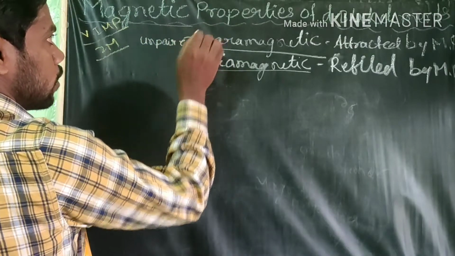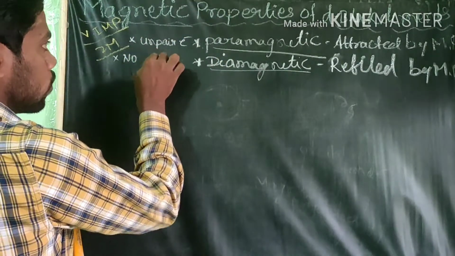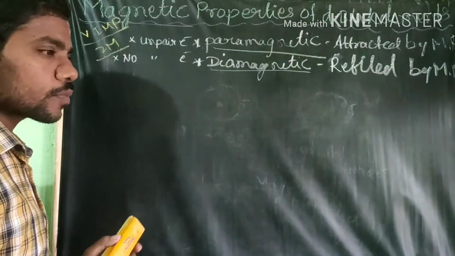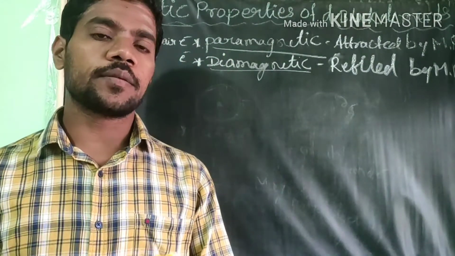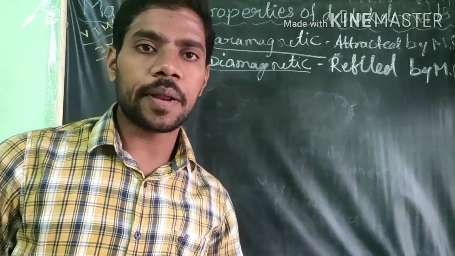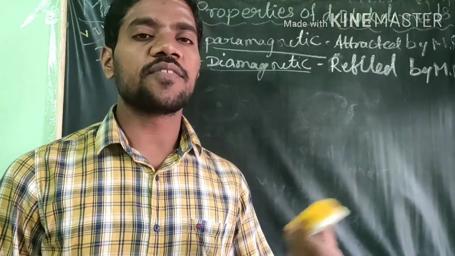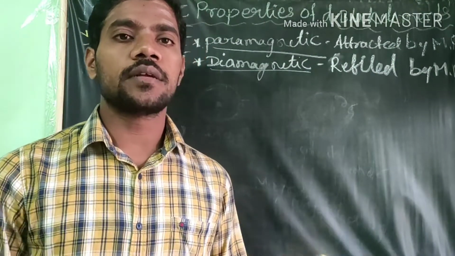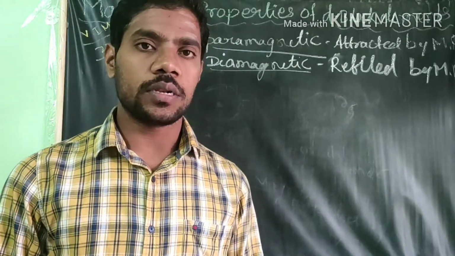Unpaired electron. And next, diamagnetic substance means no unpaired electron. The paramagnetic substances are those that are attracted by the magnetic field because they contain unpaired electrons. What is meant by diamagnetic substance? Diamagnetic substances are repelled by the magnetic field and they do not contain any unpaired electron. That is very important, as I said yesterday.